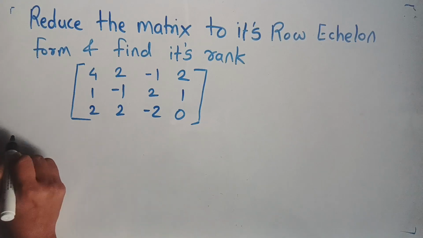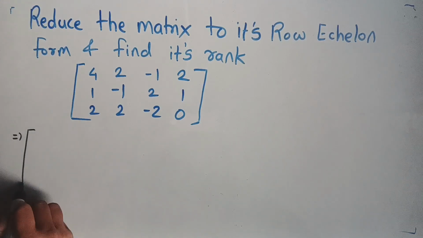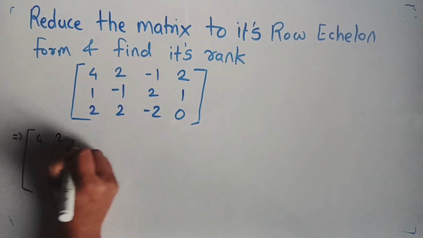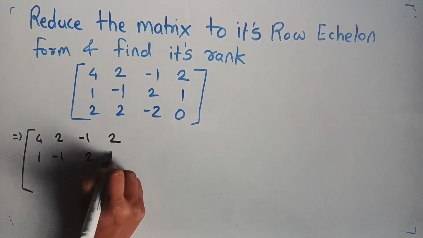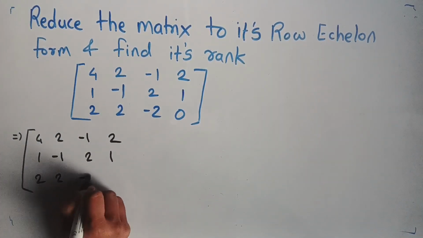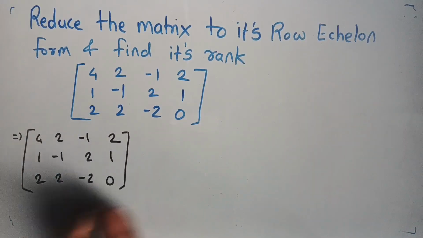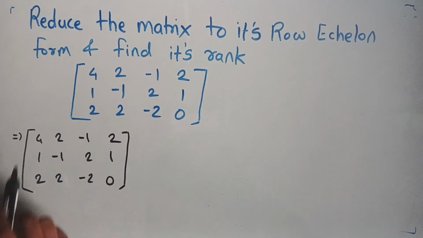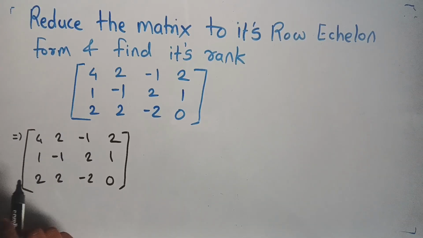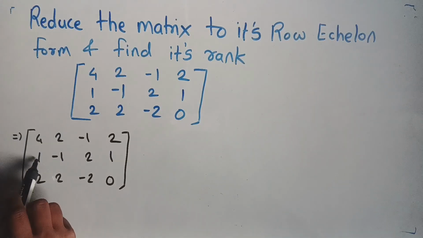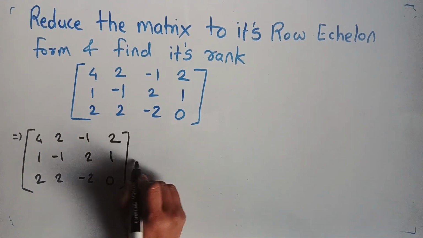So consider the matrix 4 2 minus 1, 2 1 minus 1, 2 1 2, 2 minus 2 0. This is the matrix. So first leading element of the first row is 4. Okay, we cannot use it to make other entries 0. So we have to interchange first row with the second row.